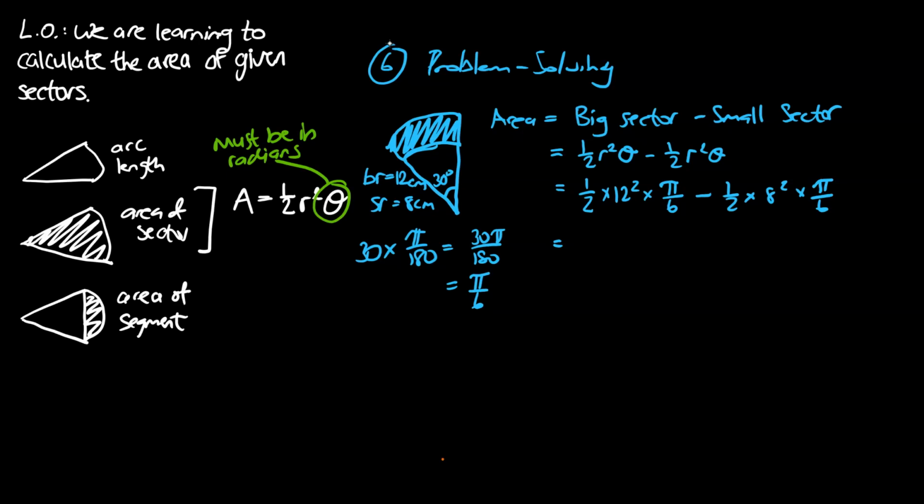So we've got pi divided by 6 times 144 times 0.5. That gets us to 37.7. We're then going to subtract the area of the smaller sector. So we've got pi divided by 6 times 64 times 0.5. That's 16.8. And 37.7 minus 16.8, that gets us to 20.9 centimeters squared, and that was rounded to 1 decimal place.